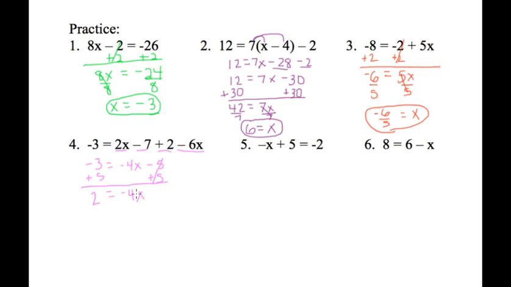Then always work on the side with the x on it. You want to undo timesing by negative 4, so you're going to divide by negative 4 both sides. X equals, notice I have a fraction with a smaller number on top. I'm going to reduce that fraction by dividing a 2 from both top and bottom, and I get negative 1/2, my answer.